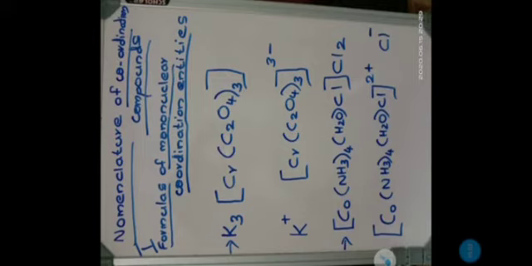Another example, [Co(NH3)4(H2O)Cl]Cl2. Outside the bracket, Cl2. The cationic part is the complex and the anion is Cl. The cationic part is [Co(NH3)4(H2O)Cl]2+. And the anionic part is Cl-.